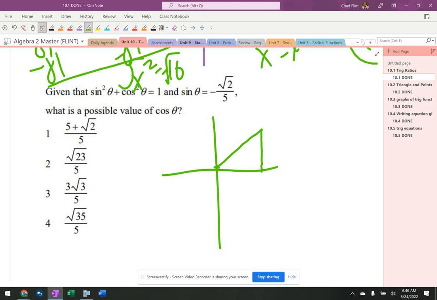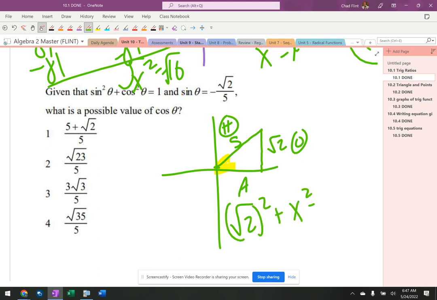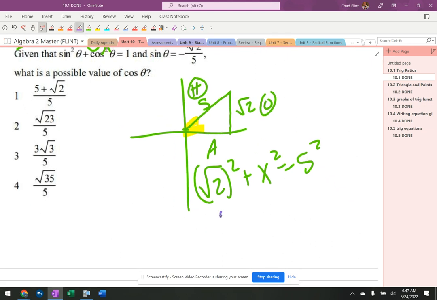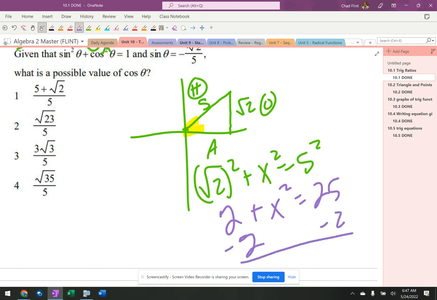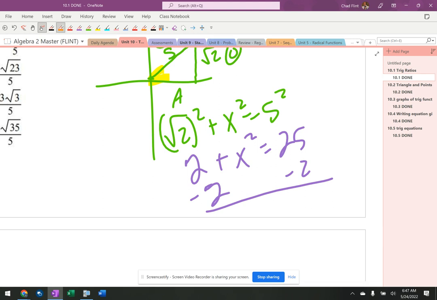So sine is opposite over hypotenuse. So I would just say, all right, opposite is here, hypotenuse is here, and adjacent is there. So that means that's square root of 2, and that's 5. And then I would do this: square root of 2 squared plus x squared equals 5 squared. It'd be 2 plus x squared equals 25, minus 2, and I would get x squared equals 23, so x is square root of 23.